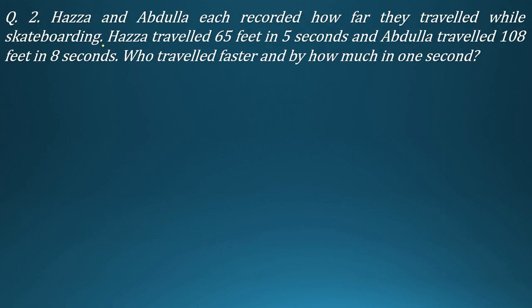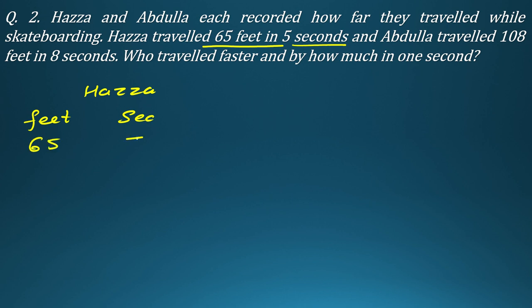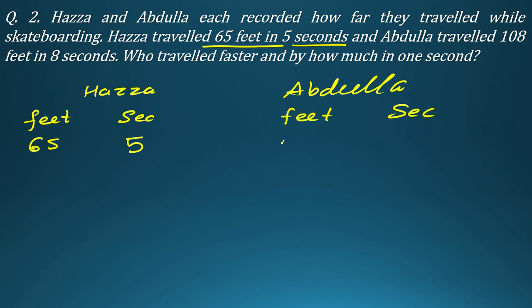See, Hazza and Abdullah each recorded how far they traveled while skateboarding. Hazza traveled 65 feet in 5 seconds. So here, for Hazza, it is feet and seconds: 65 feet in 5 seconds. Another student, Abdullah, traveled 108 feet in 8 seconds. Now, who traveled faster?